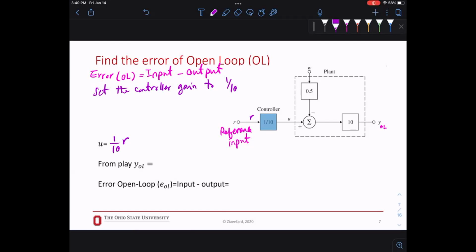Now from the plant, YOL will be this U that went in, going to a summation point. There is this process noise W, times 0.5, so this signal is 0.5 W, and this is U minus 0.5 W going into a block that is 10. So 10 times that is YOL, right? So I'm going to write down YOL is 10 times U minus 0.5 W.